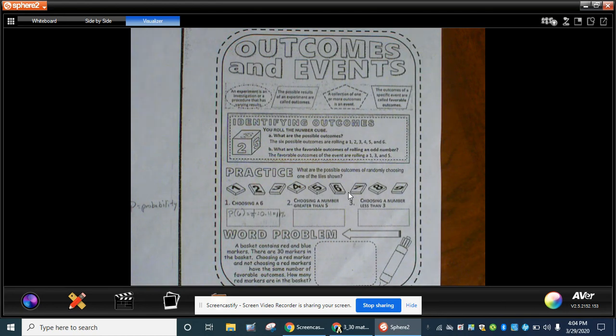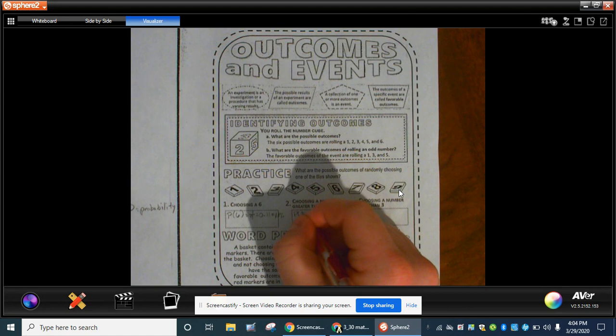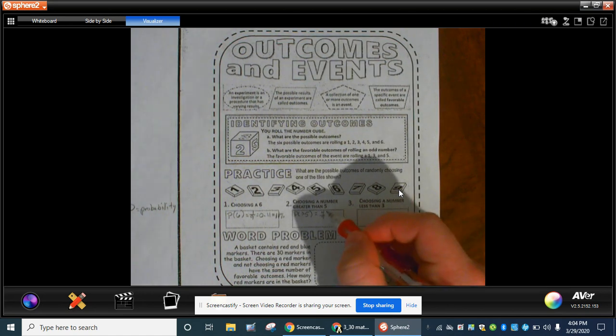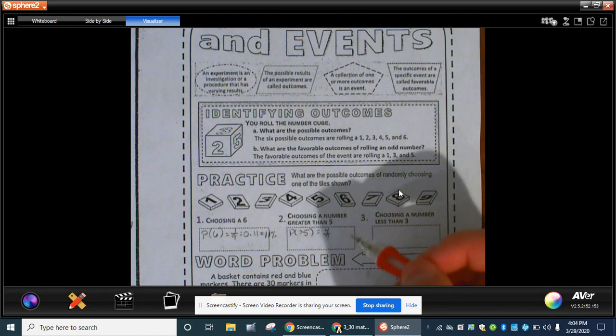Number two, choosing a number that is greater than five. It does not say greater than or equal to, so it has to be everything bigger than five. Luckily for you, these number tiles are in numerical order, and it appears that there are one, two, three, four numbers that are greater than five. So the probability of choosing something greater than five would be 4 out of 9. So four possible outcomes out of nine possible outcomes.